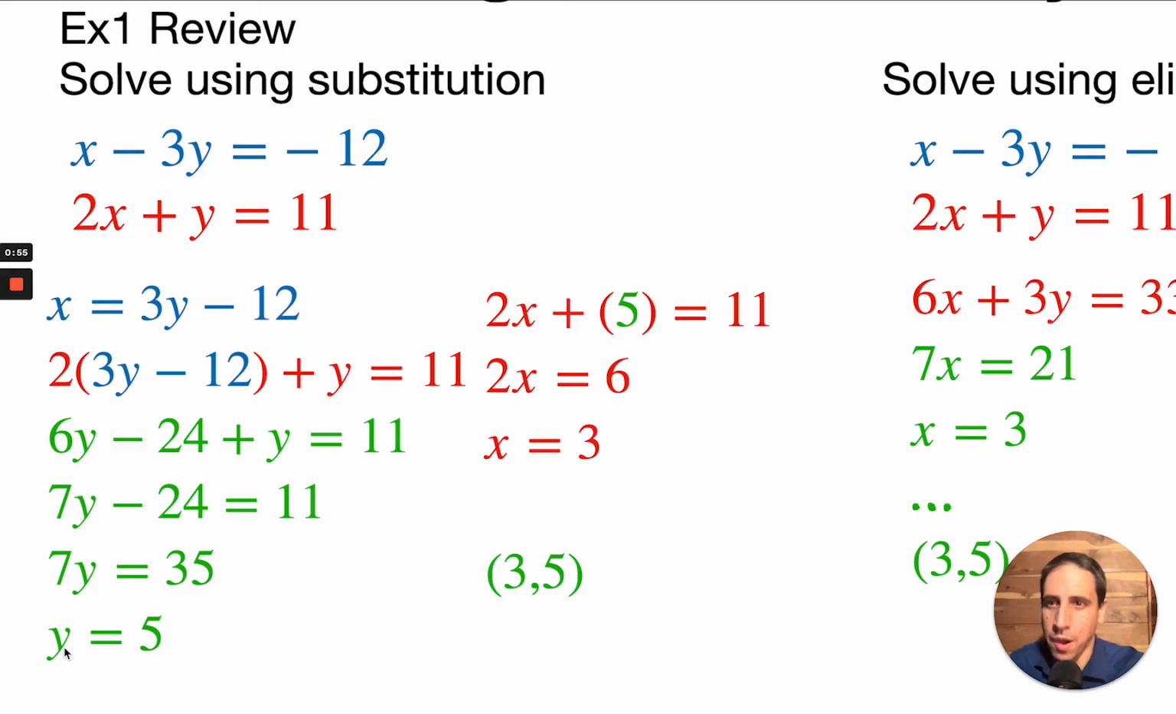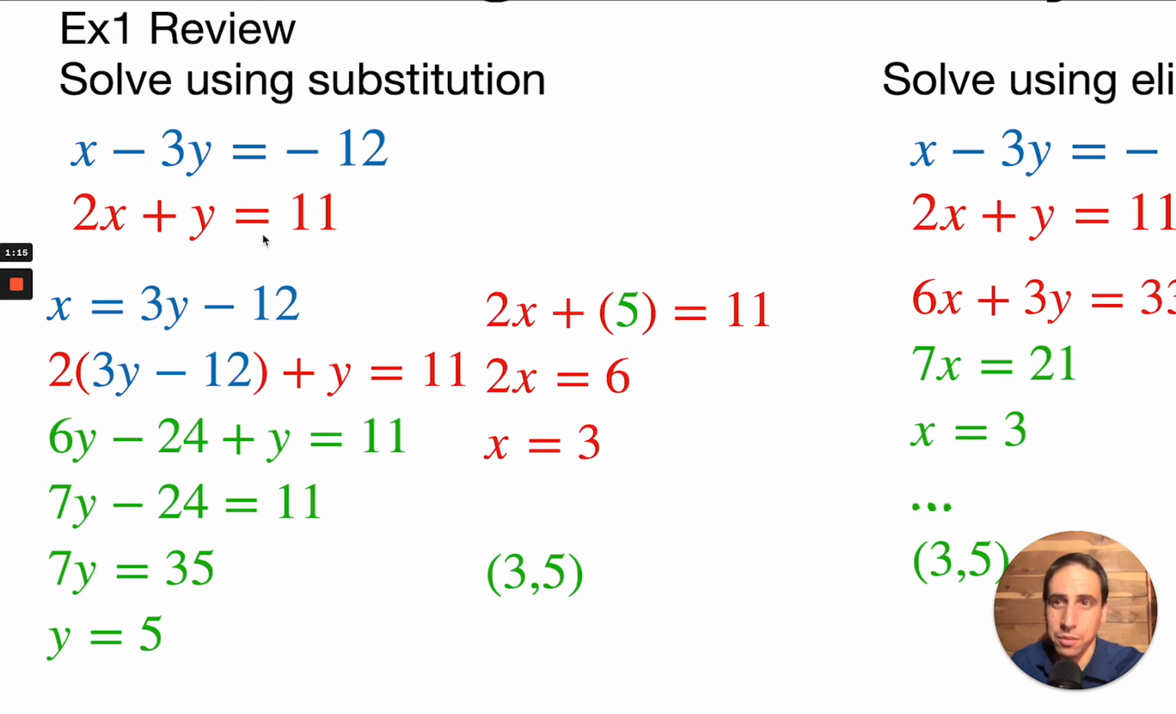Now what you can do with that y value is plug it back into, say, the red equation. You could have used the blue equation if you want, but I used the red. Or you could even use this version right here. I'm going to just use the red. 2x plus 5 is equal to 11. And using that, you can figure out that x is equal to 3. And this is how you present your one solution.